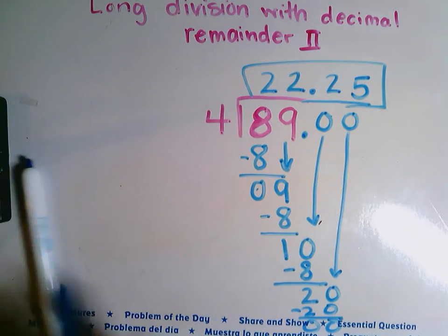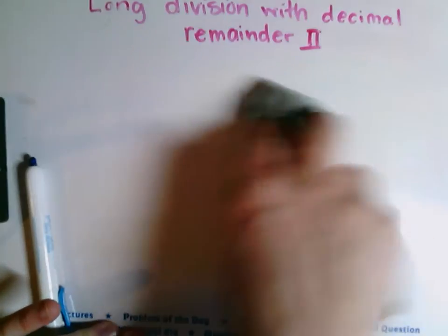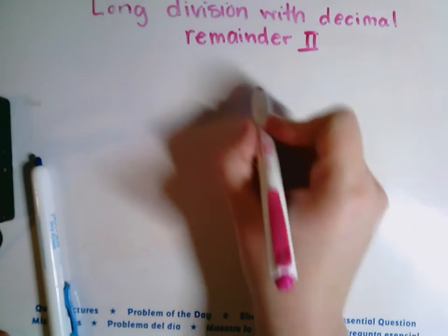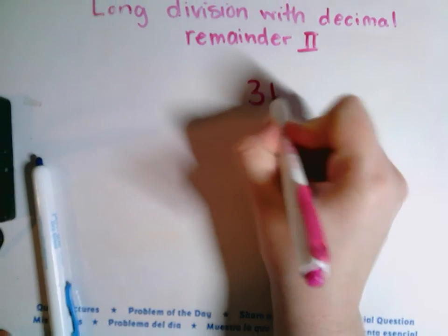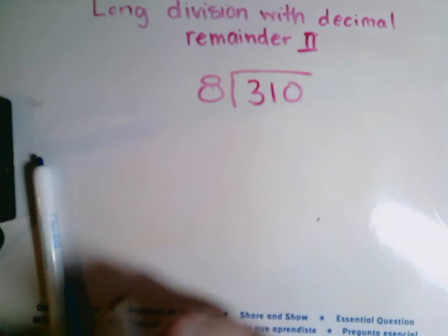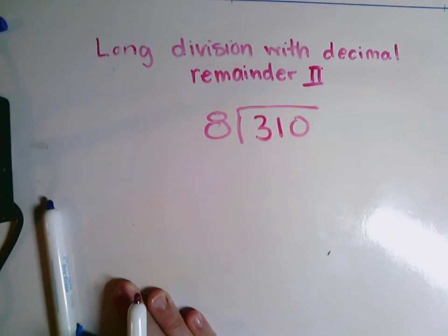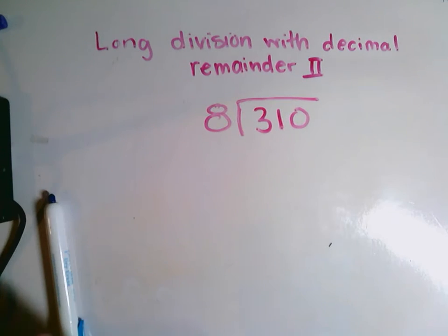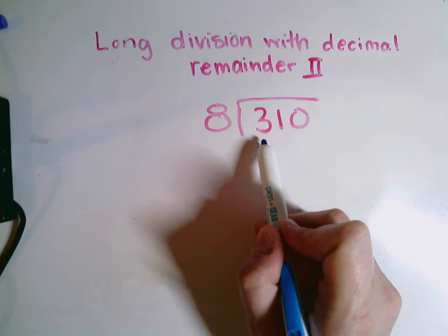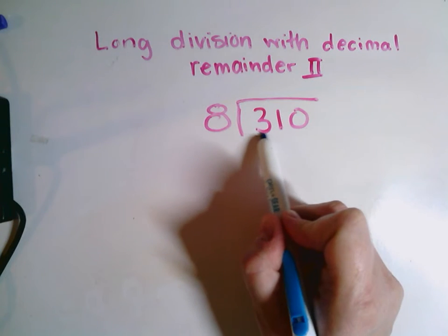Let's try another example. Let's do the problem 310 divided by 8. 310 divided by 8. Okay, I'm going to try to start it up a little higher so we don't run out of space. 310 divided by 8. I'm going to take a look at my problem, and I have 3 in my hundreds place, and I know that 3 is less than 8, so I'm not going to be able to get groups of 8 out of 3. So let's take a look at 31.